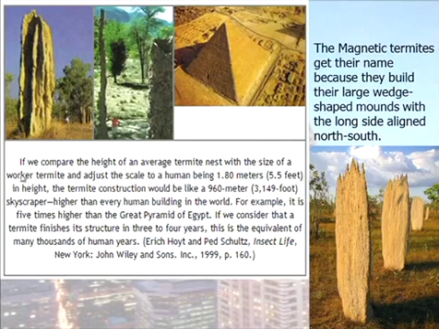Now these termite mounds are amazing. If we compare the height of an average termite nest with the size of a working termite and adjust the scale to a human being, the termite construction would be like a 960 metre high skyscraper, which is higher than every building in the world. So it's 5 times higher than the pyramids. And if we consider that a termite finishes its structure in 3 to 4 years, that's equivalent to many thousands of human years. So termites are amazing. We didn't come up with these designs. We looked at nature to help us improve.